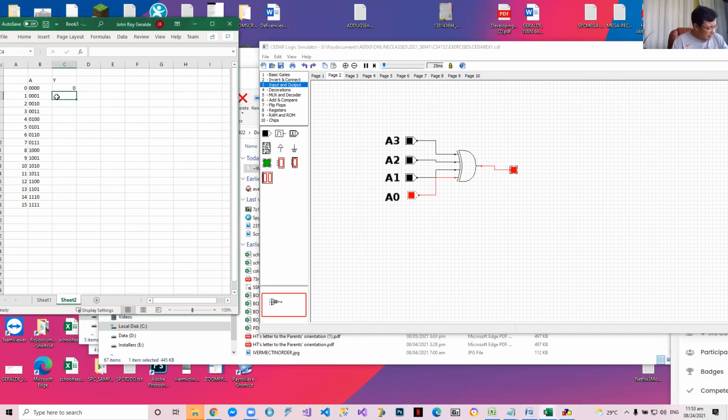So take note, why is it a parity generator? If the population or the count of ones is odd, it will generate a 1, which means it's an odd parity generator. How do we make an even parity generator? We'll just put a NOT. Okay. Let me label this.